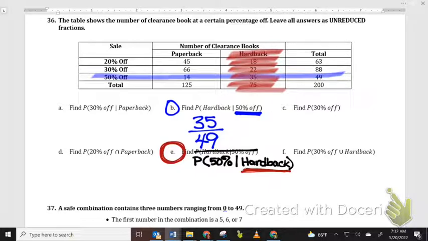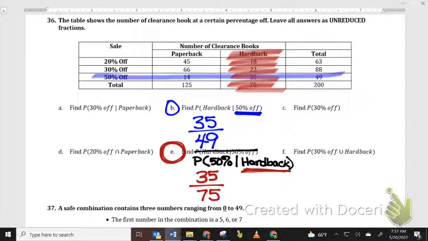So the number of hardback books that are showing up on that 50% off table is still 35, so my numerator is the same. But now I'm not looking at the 50% off books. I'm looking at all the hardback books that there are. How many hardback books are there total? 75.